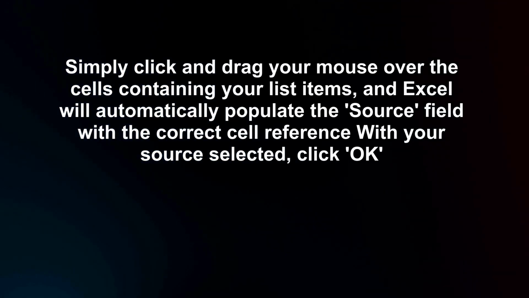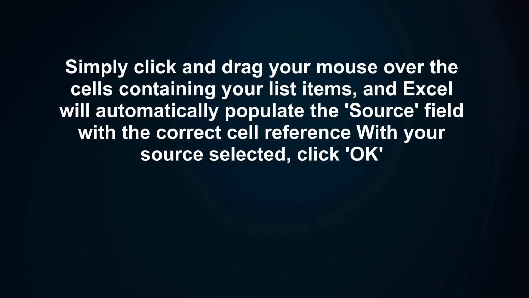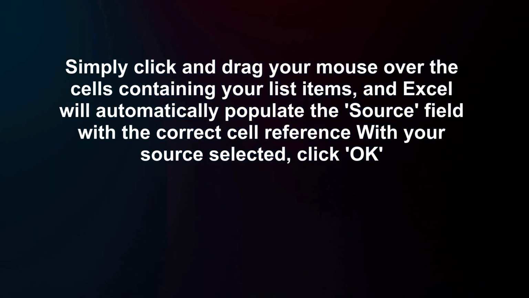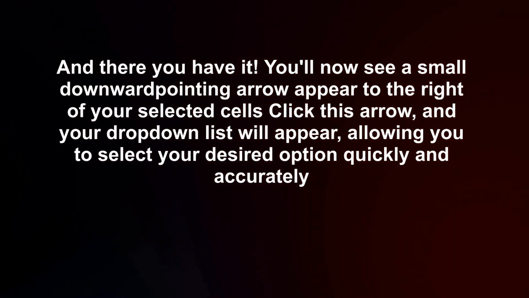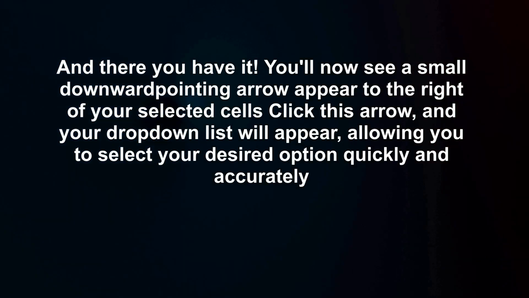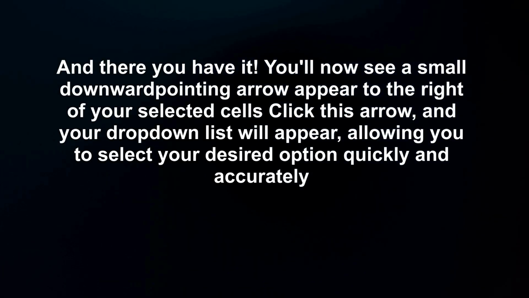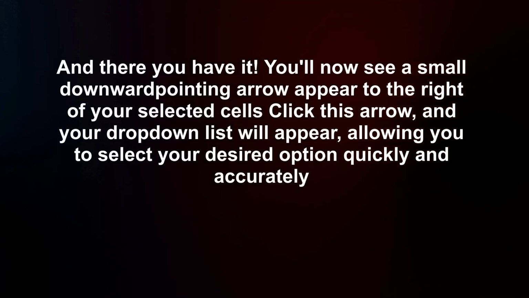Simply click and drag your mouse over the cells containing your list items, and Excel will automatically populate the source field with the correct cell reference. With your source selected, click OK. And there you have it. You'll now see a small downward pointing arrow appear to the right of your selected cells. Click this arrow, and your drop-down list will appear, allowing you to select your desired option quickly and accurately.